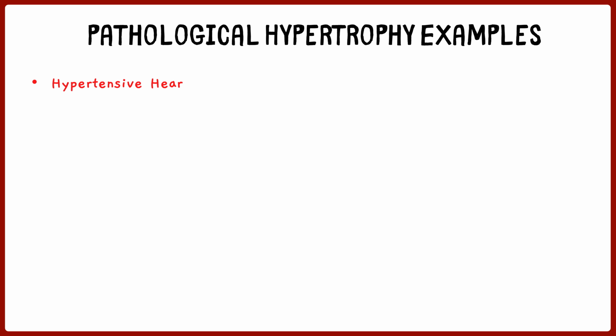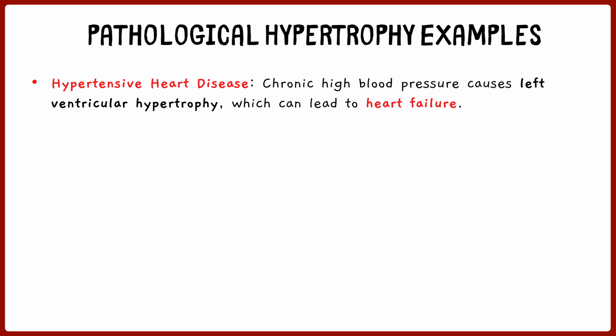So, number one, we have hypertensive heart disease, in which we have chronic high blood pressure causing left ventricular hypertrophy leading to heart failure. So, this chronic high blood pressure, what does it do? It forces the heart to pump against an increased resistance, and this causes the left ventricle to hypertrophy, making the heart muscle thicker, less flexible, and eventually it can lead to heart failure and even arrhythmias.